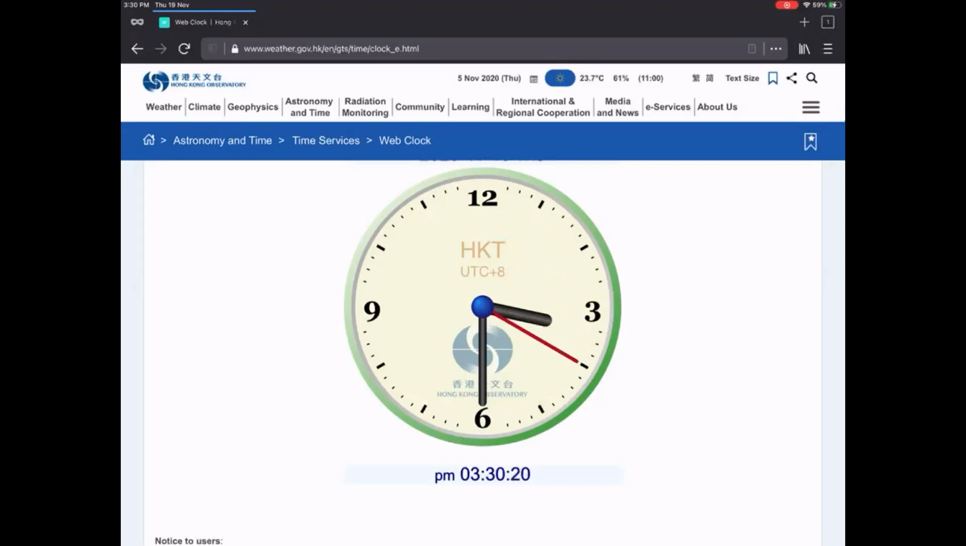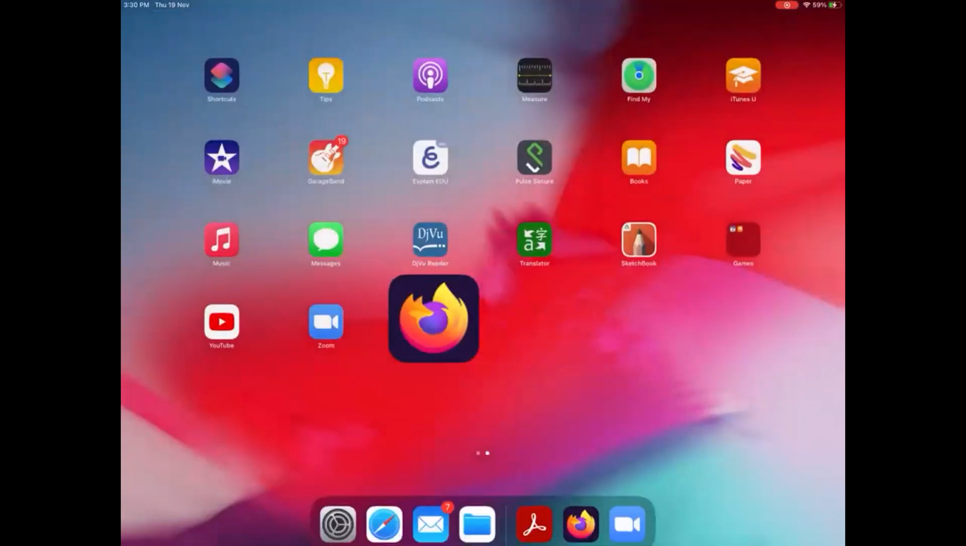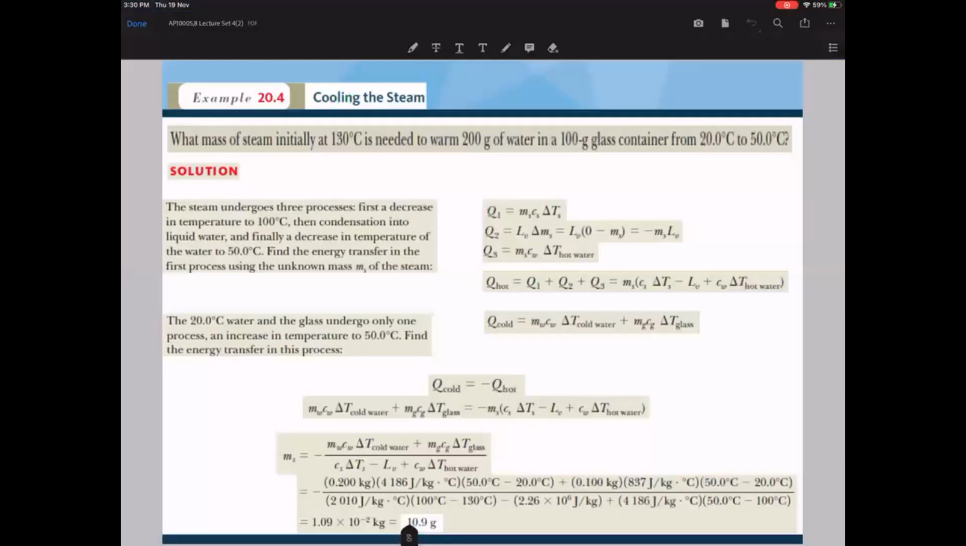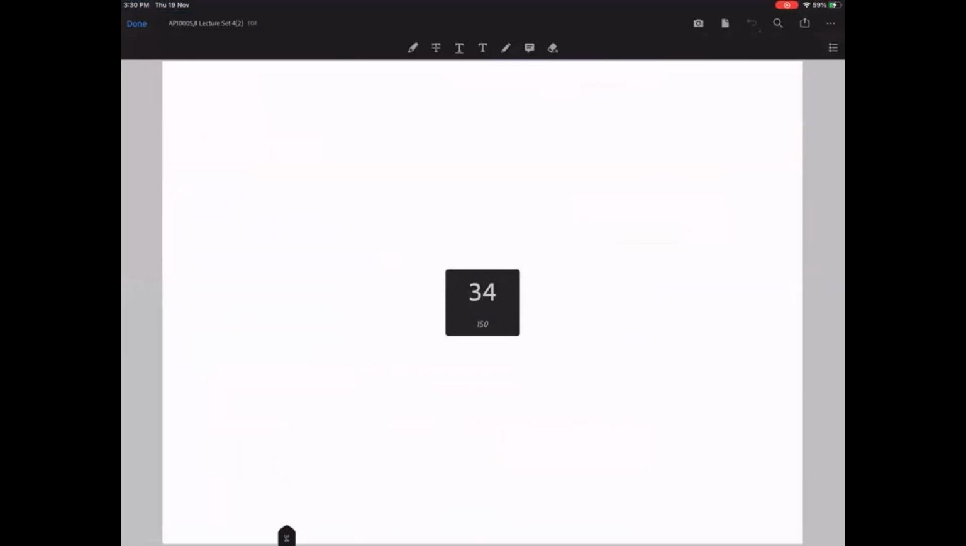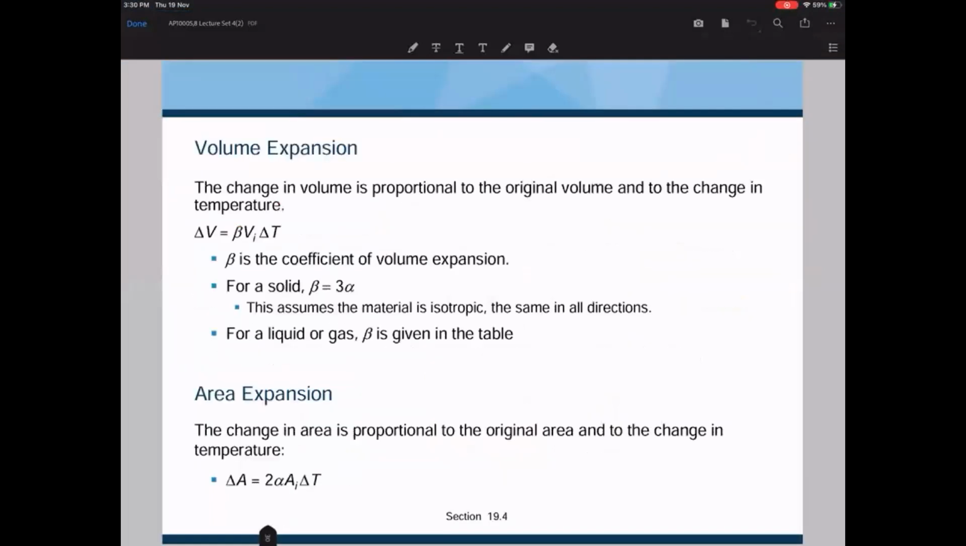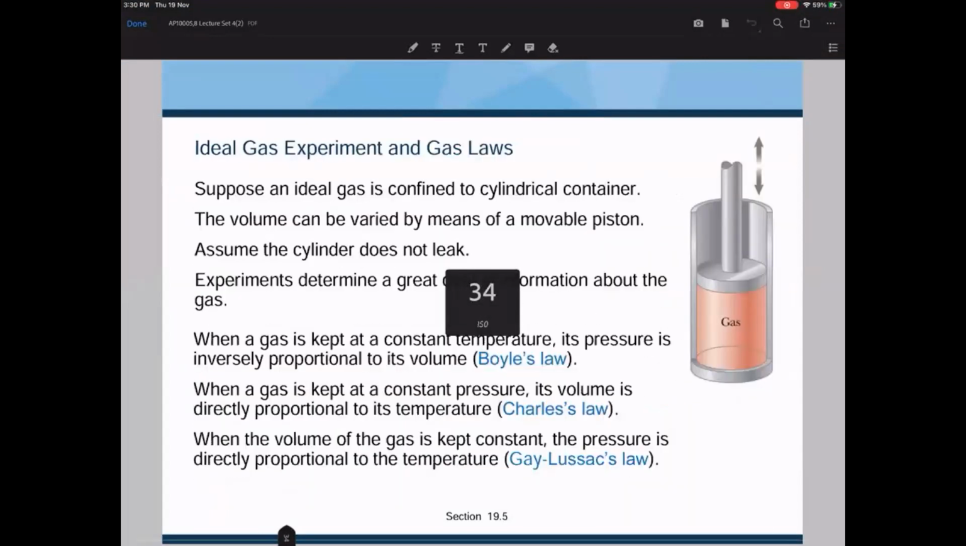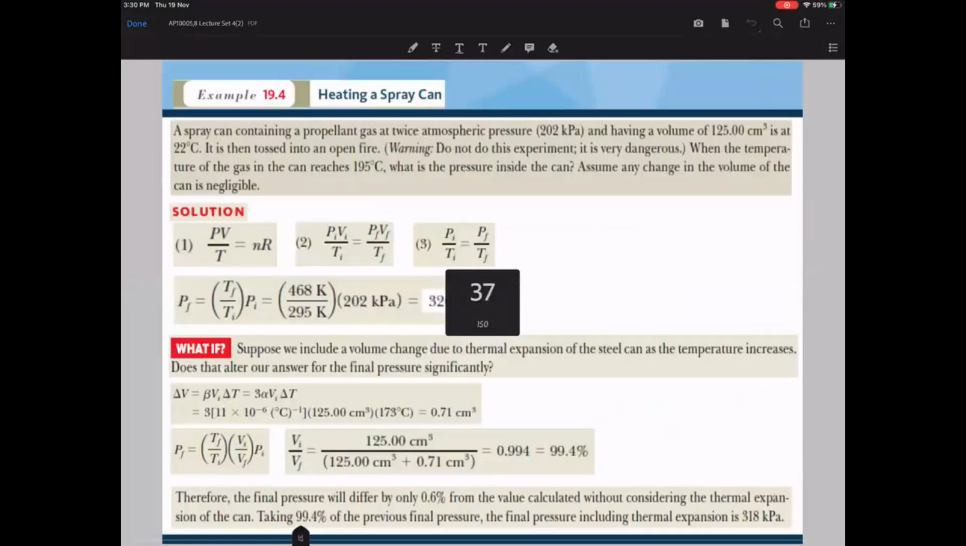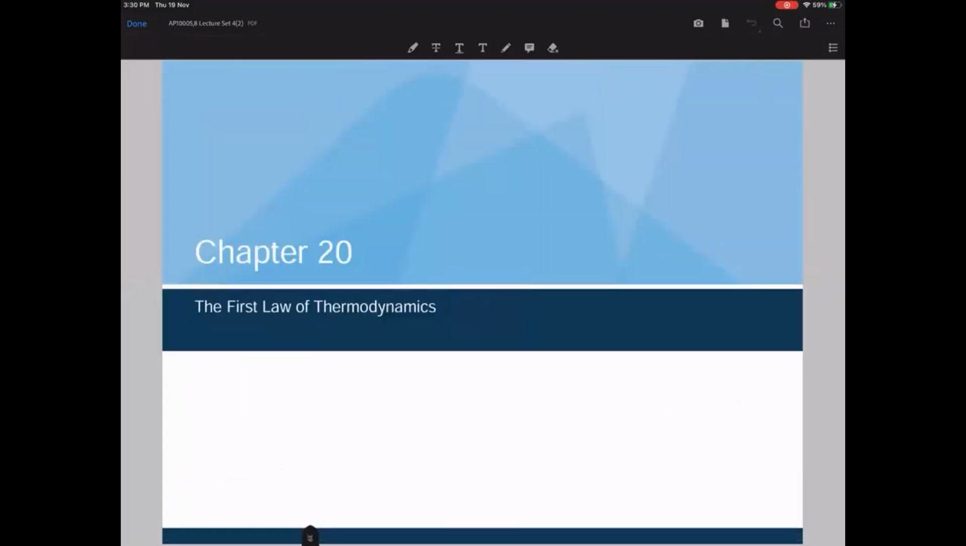Right, maybe we should start the lesson right now. And we are coming back to lecture note set number 4. And in Monday's lesson, we have been talking about the first law of thermodynamics. And of course, it is just the conservation of energy.